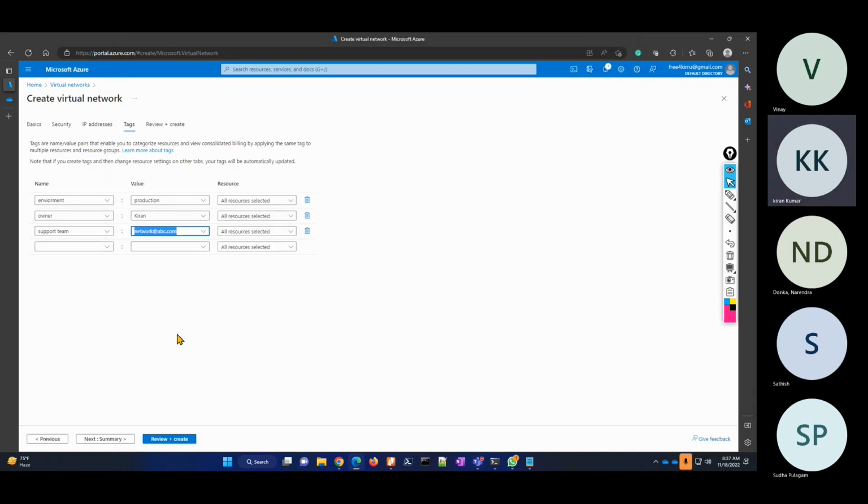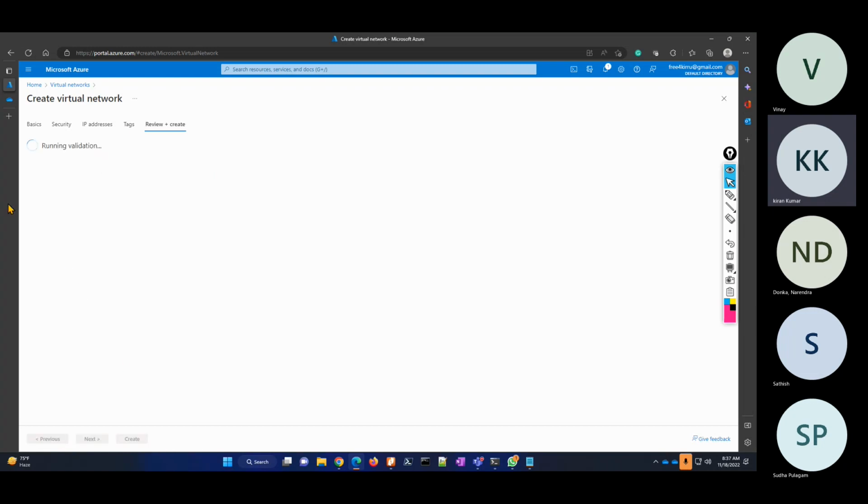Okay. So like that, we can give the mail ID here, and all this related information I can give. Now, if I provide all this information when deploying the virtual network, we can track it easily. Let me show you with an example. Let me review and create this resource, and I can show you the tag.